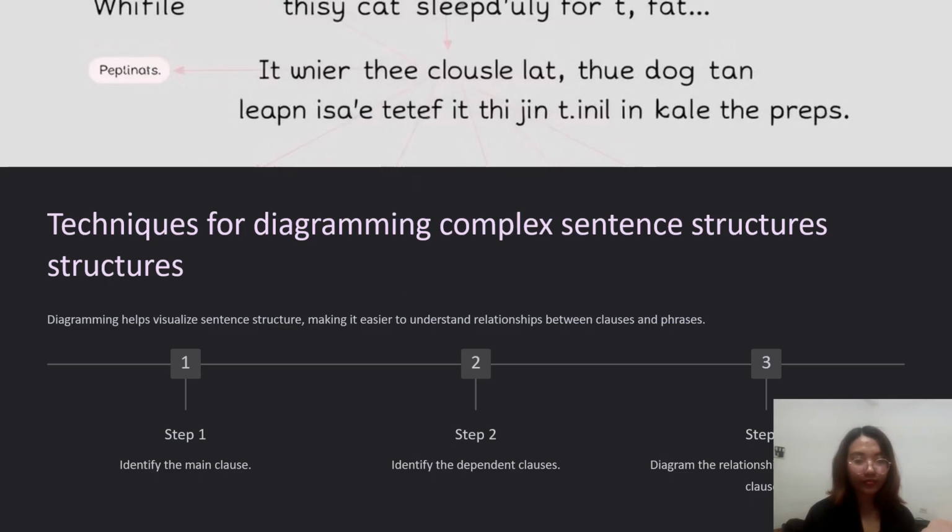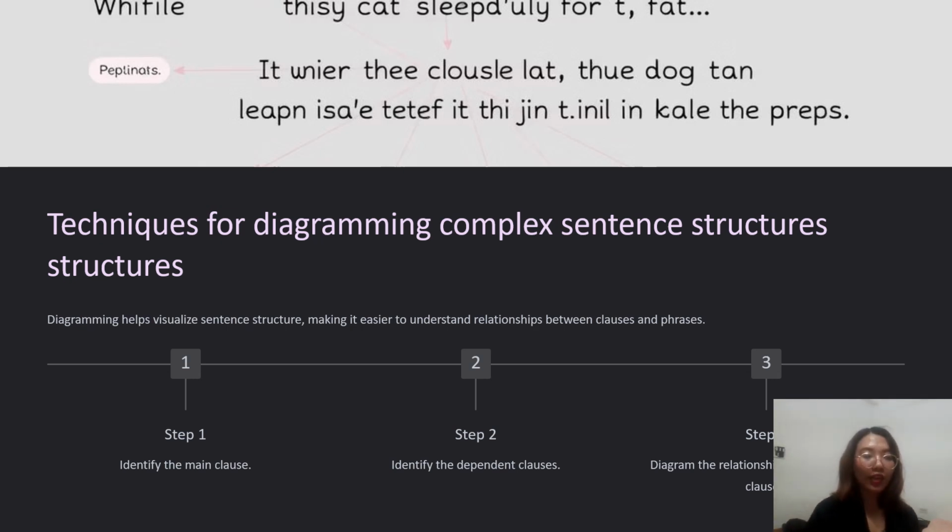Here we have techniques for diagramming complex sentence structures. Diagramming helps visualize sentence structure, making it easier to understand the relationship between clauses and phrases. Here I have three steps. Step 1, identify the main clause. Step 2, identify the dependent clauses. And step 3, diagram the relationship between the clauses.